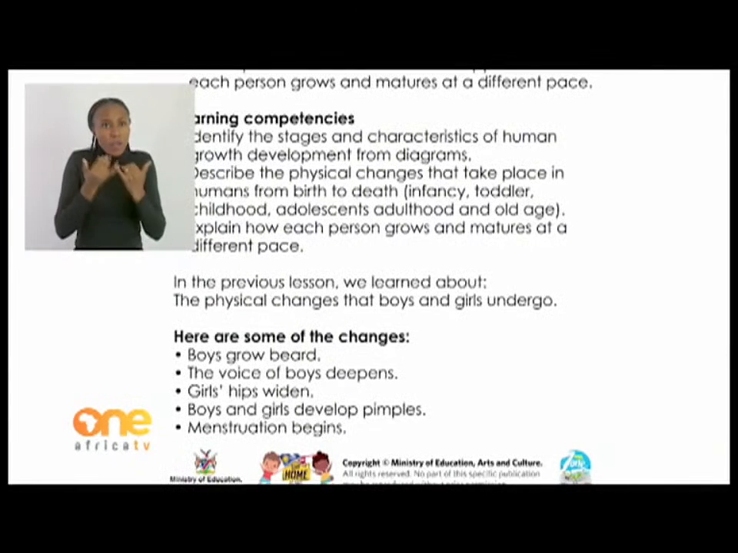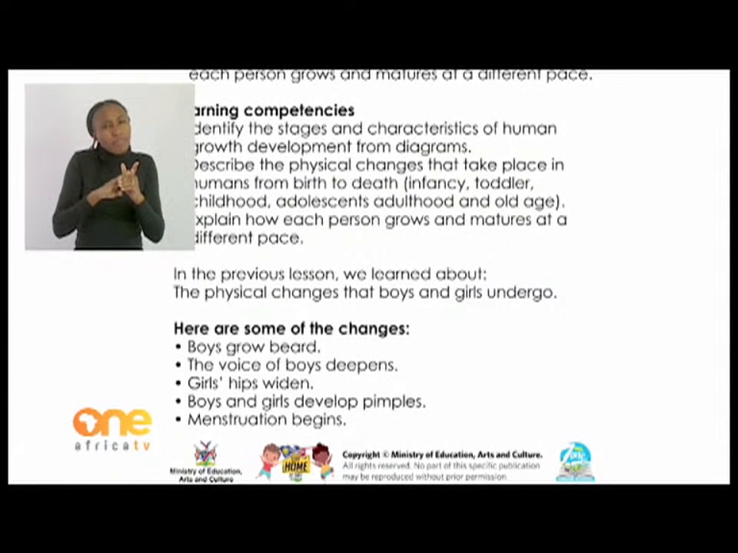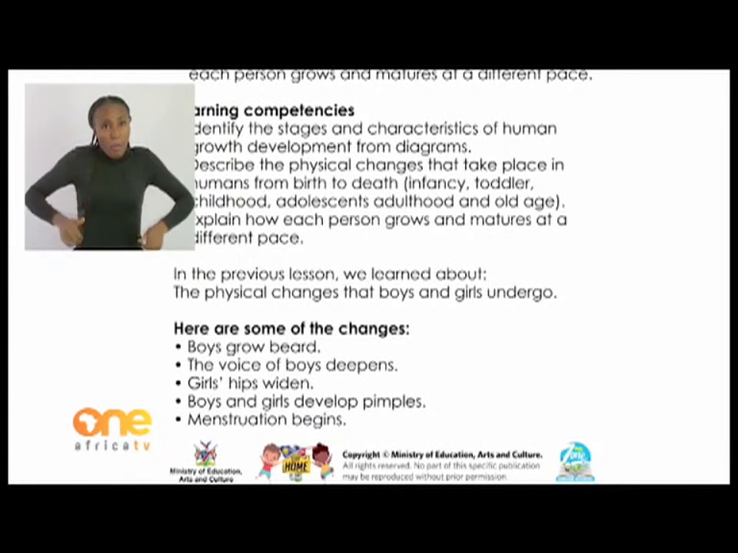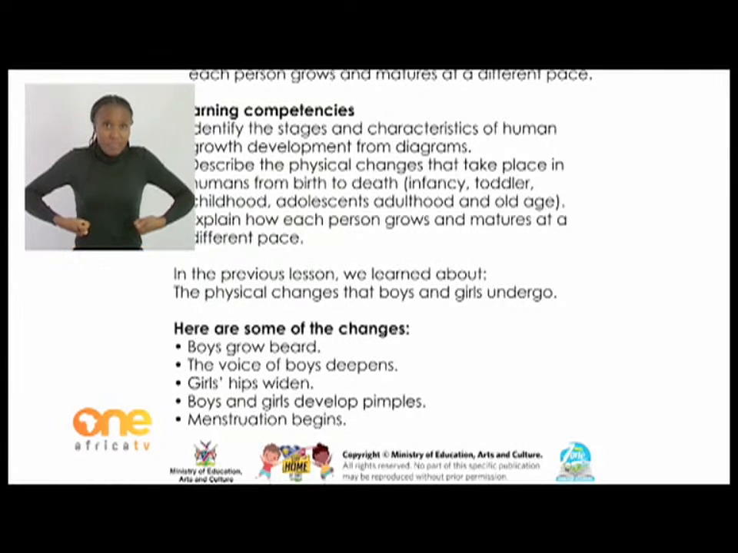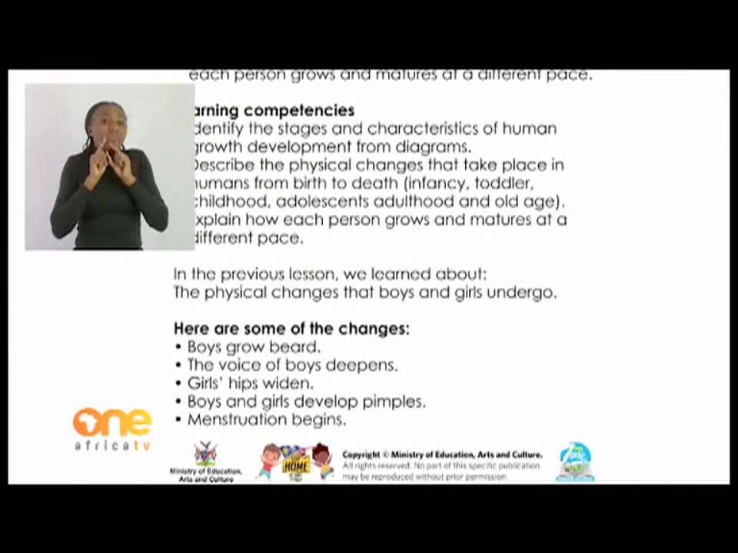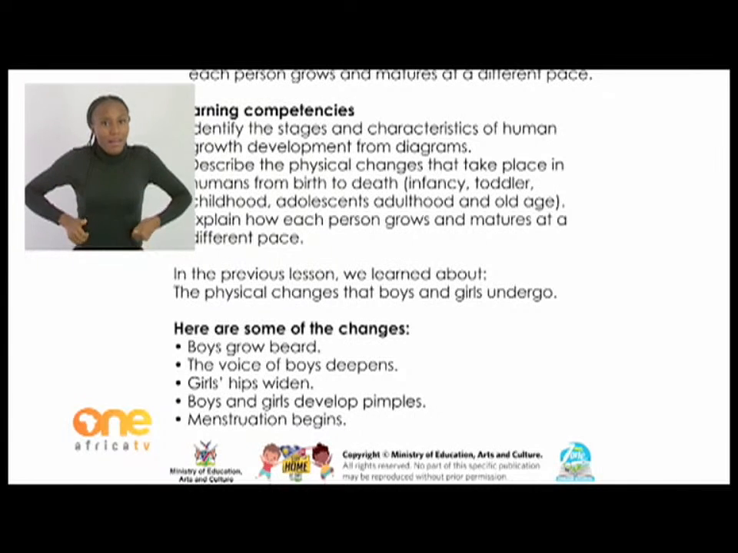Let's move on. In our previous lesson, you learned the following changes in boys and girls. Boys grow beards. It's only that I'm wearing a mask now, so you can't see mine. The voice of the boys deepens. It means boys' voices change. Girls' hips widen, so the size of the girls' hips gets a little bit bigger. Boys and girls both develop pimples. And when it comes to ladies, they start the menstrual cycle, or menstruation begins.